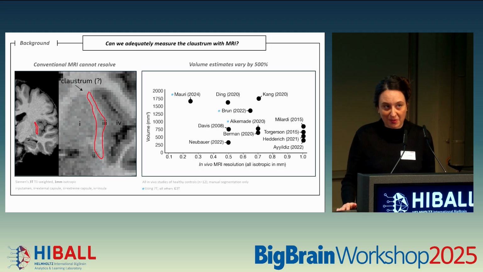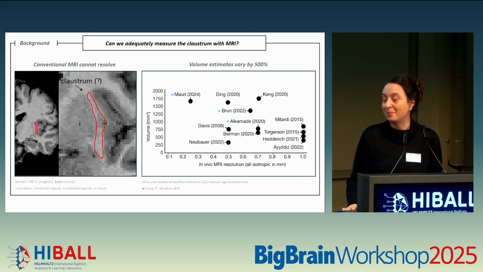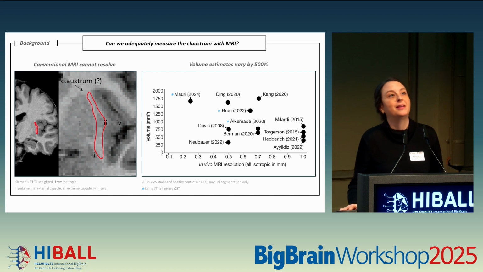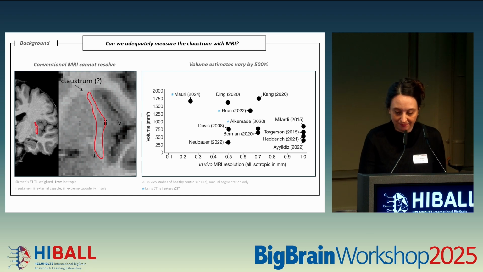So although these papers all aim to measure the same structure, the whole claustrum, you can see that the reported volumes are really radically varying. In fact, there's a 5-fold difference between the smallest and the largest estimate. So this clearly exceeds biological variability, and it highlights the difficulty, I think, of reliably capturing the claustrum with MRI.